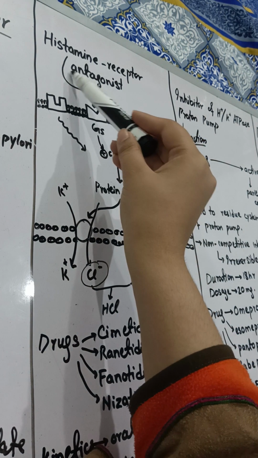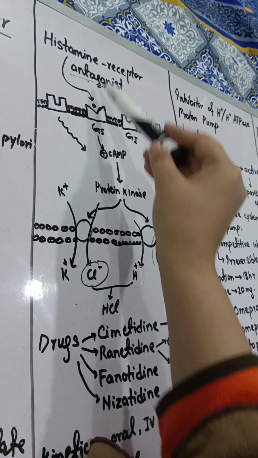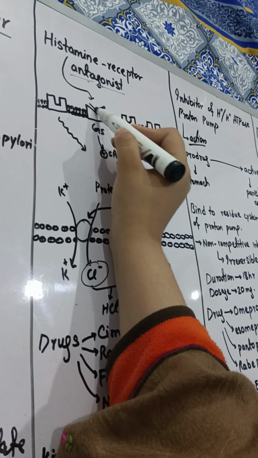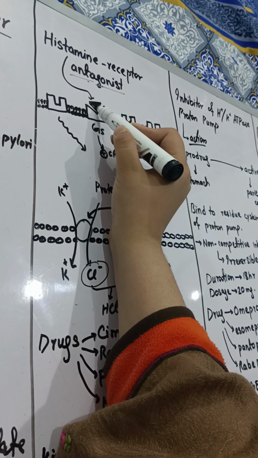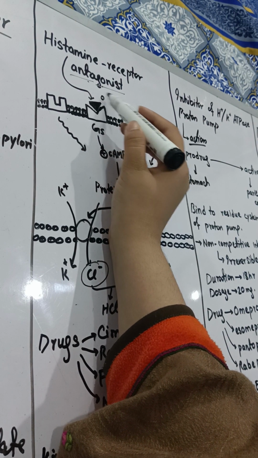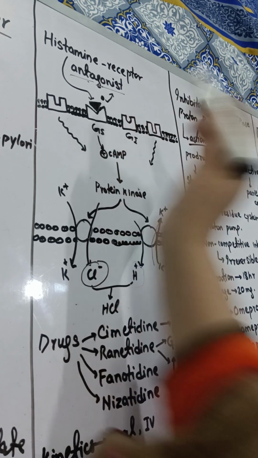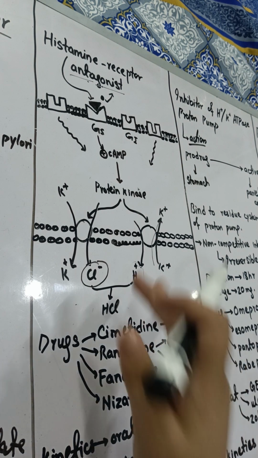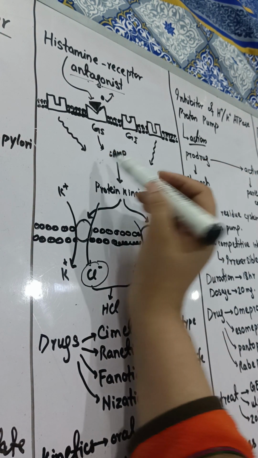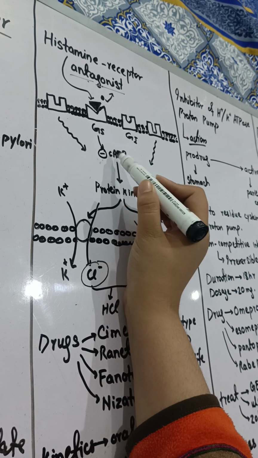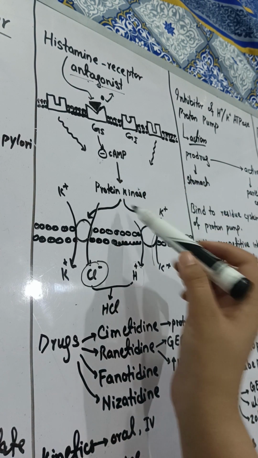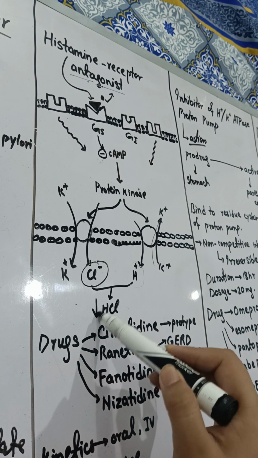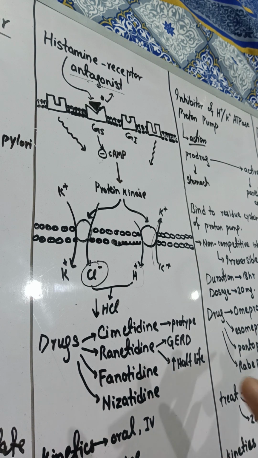Now we are going to the antagonist, meaning we are blocking this receptor. The antagonist will never allow the histamine to bind with it, and if it doesn't allow histamine to bind, it will throw the histamine out. So it doesn't allow the activation of cyclic AMP. It gives a negative effect on the cyclic AMP. Indirectly, the protein kinase will never be activated, and there will be a decrease in the secretion of HCl. So this is the whole mechanism of it.